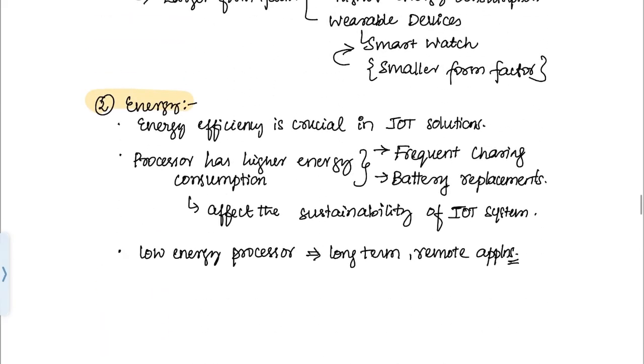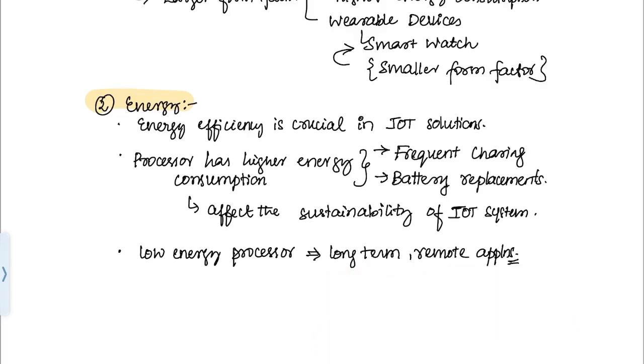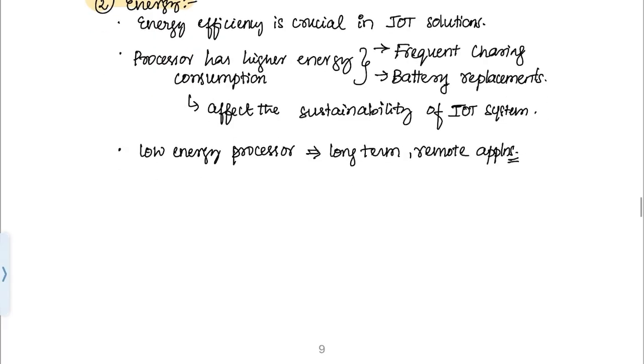That is, if we are speaking of a sensor which is placed in a glacier, this sensor should have low energy consumption because you cannot change the battery again and again, right? Speaking of harsh conditions, you cannot go there and change the battery every now and then. In such cases, processors having low energy consumption or energy efficiency should be taken into consideration.